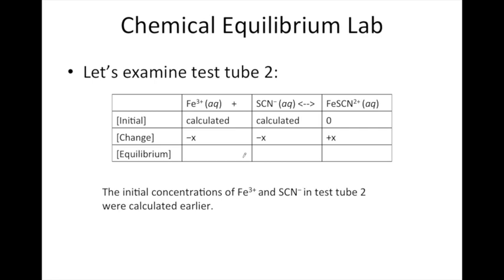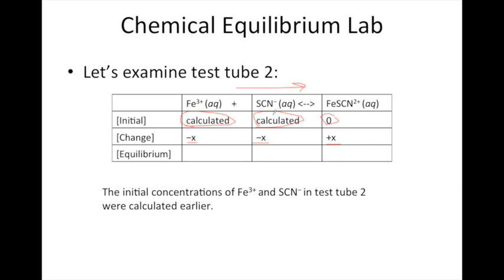So let's look at test tube 2. We calculated the initial concentration of iron and thiocyanate in test tube 2. Look back at those calculations using M1, V1, M2, V2. Our initial of iron thiocyanate, 0. Our reaction will proceed from left to right, so we have our minus X on the reactant side and our plus X on the product side.